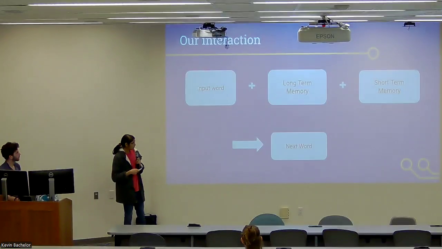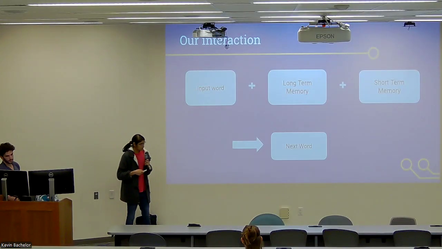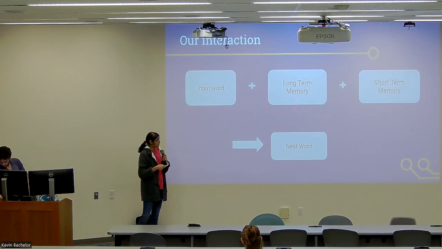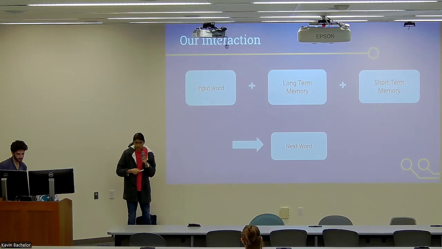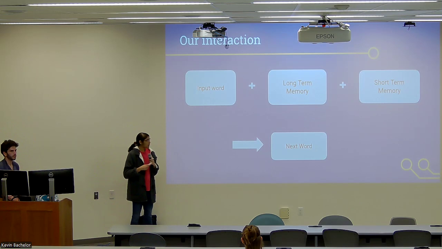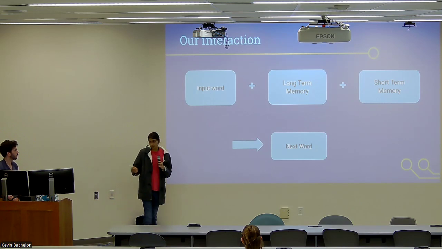Our mental process, again, we've seen this a few times, and we're going to see this again. Our process was we took some word, we combined it with some long-term or short-term memory, or some cell and some hidden state, and then we get the next word. But we know that we interact with this in some way, so how does an LSTM interact with this?